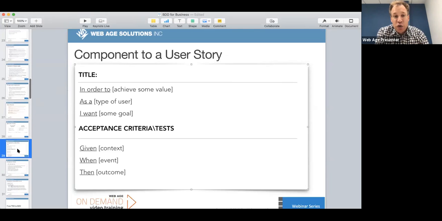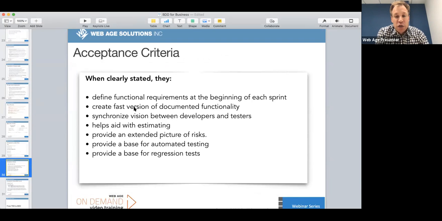So components of a user story, two components. I call the top portion the user story component and then the acceptance criteria test component. All right. So remember, when you're writing acceptance criteria, they should be clearly stated. Those are the pieces of the story that define the requirements or the functionality that you're trying to achieve. It is the piece that helps synchronize the vision across the developers and the testers, right? It also helps with estimating stories. It provides a picture of risk. It provides a base for automated testing and regression testing. Okay.